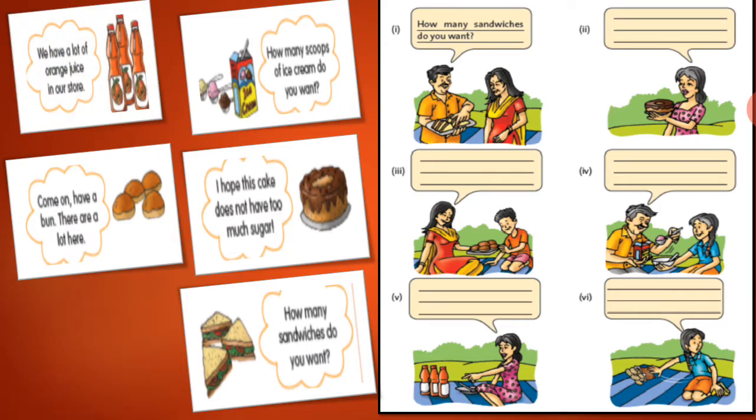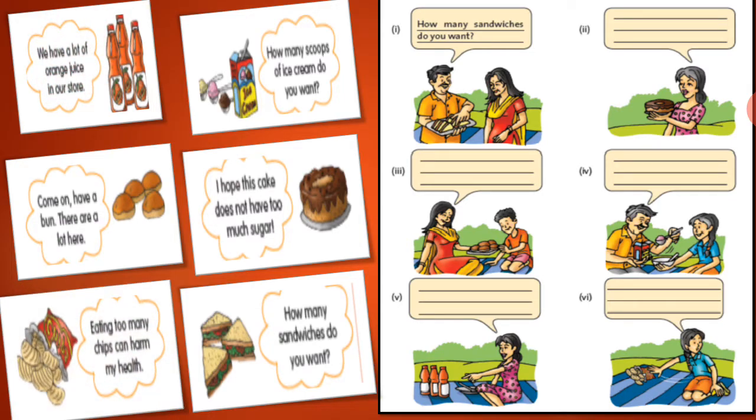Next one, bottles are there. Three bottles are there. The lady is pointing to the bottles. We have a lot of orange juice in our store. A lot of orange juice. A lot of is a determiner. And the last one is, eating too many chips can harm my health. The girl is just keeping aside the chips and saying that eating too many chips, too many, that is a determiner, बहुत सारे, मतलब क्वांटिटी को दिखाने के लिए, too many. ठीक है.